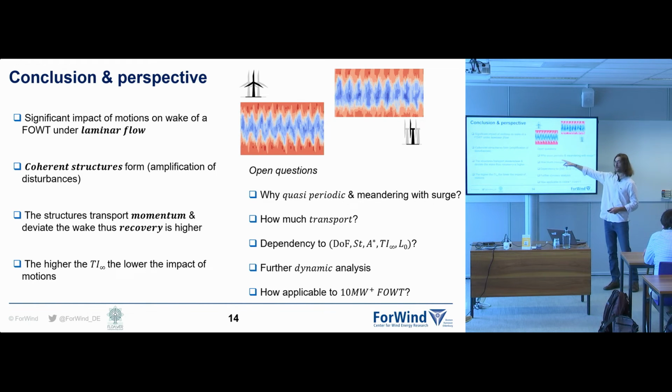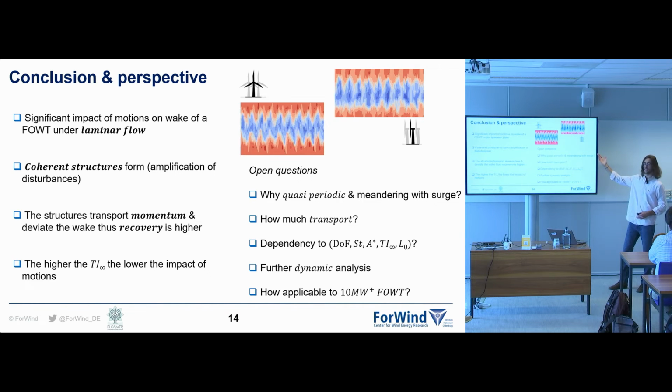For me, this quasi-periodic state, it's still not understood why it's happening. Why does surge generate meandering motion of the wake? We would need to quantify a bit better the amount of transport that is being brought by these motions. With this data, we unfortunately can't, because it's only one-dimensional measurements. And then we have this complex, let's say, state of parameters that we need to investigate further. So the degree of freedom, the excitation frequency, the amplitudes, the turbulence intensity in the inflow, and potentially the scales of turbulence in the inflow, and try to further investigate all these aspects with respect to these parameters.